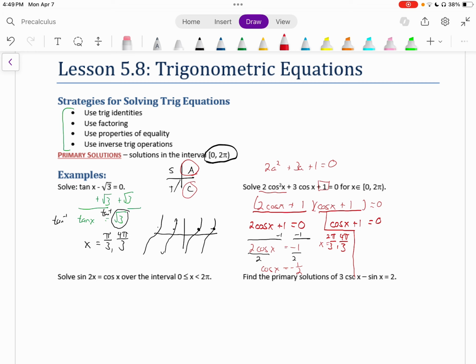Now, we're not finished. We also have to solve the second part. So we would subtract 1 from both sides.